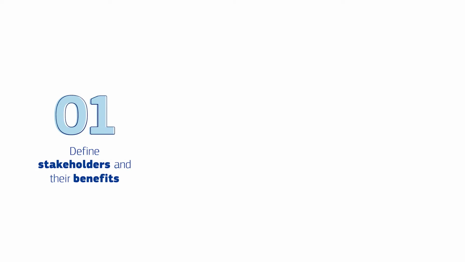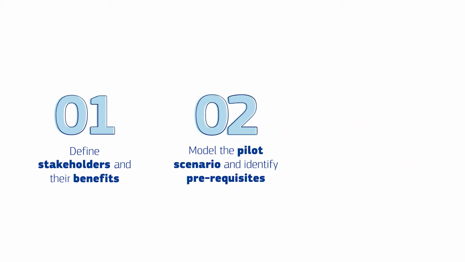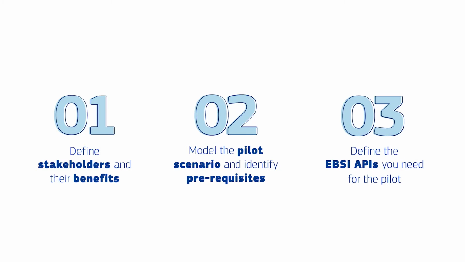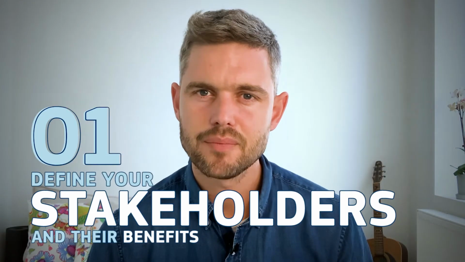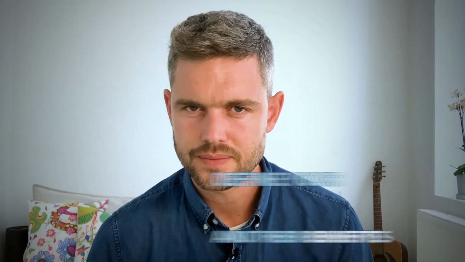So if you work along with me, at the end of this episode, you're going to have defined who your stakeholders are and how they're going to benefit from the pilot. You'll have worked out what features your solution is going to need based on the needs of your stakeholders. And you'll have learned about the prerequisites you'll need to address before you can move on to the next steps. And finally, you'll have defined the EBSI APIs that you're going to need to use to make it all happen. So if that sounds good to you, let's get started by defining who your stakeholders are.